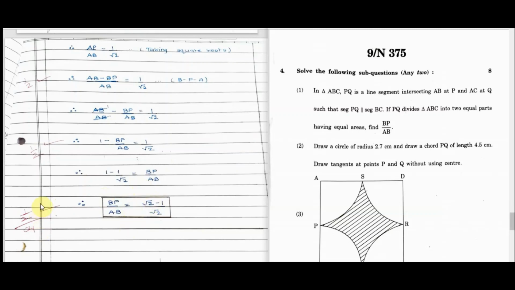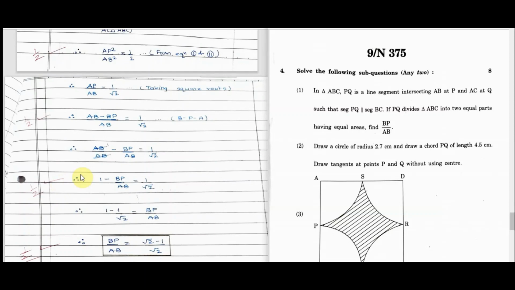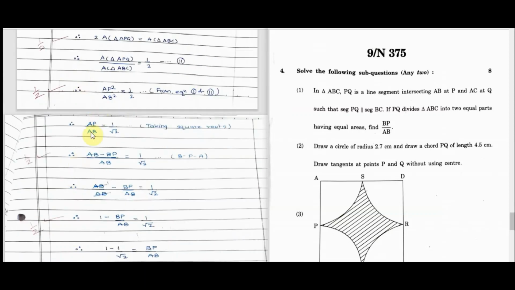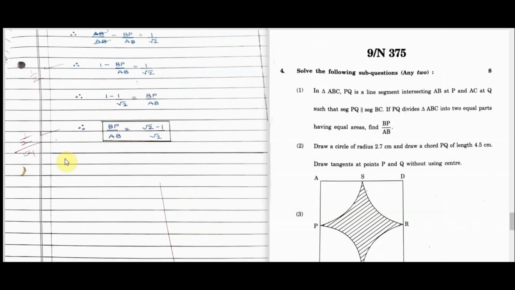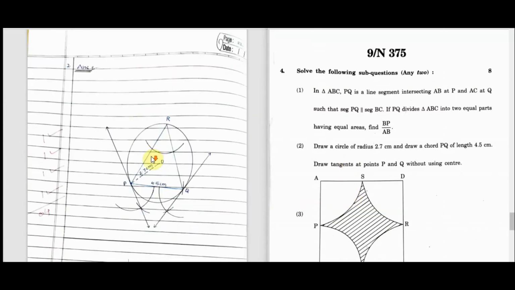So this is very important, that you must follow all the steps. If the steps are missing, your marks will be lost. Now let's go to question number 2. Draw the circle. Again the construction is there.